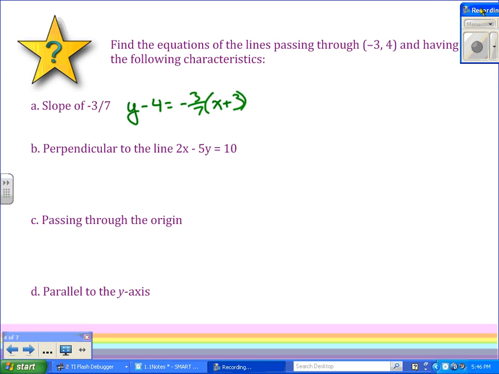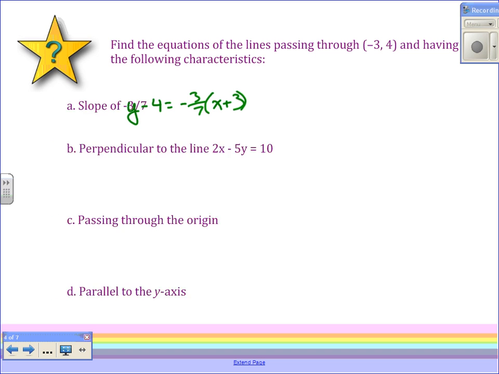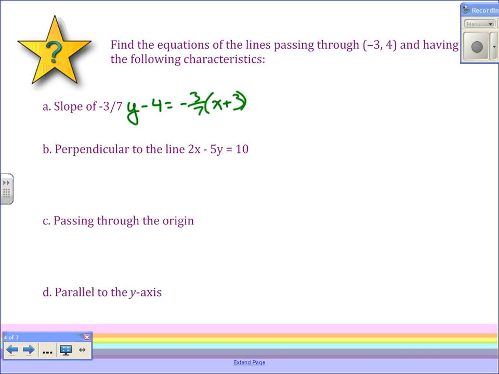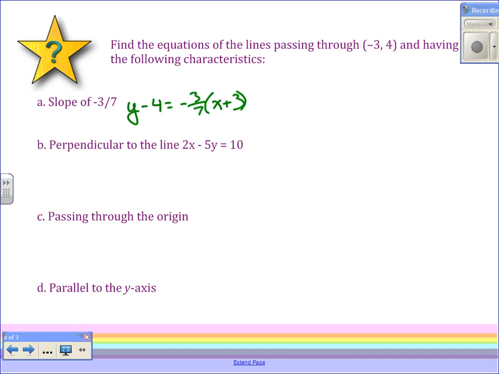Perpendicular to this line, so that means I need to figure out the slope of this line first. So therefore I'm going to add 5y to both sides and subtract 10, and I need to actually put this one in slope-intercept form. Divide everything by 5, and I get 2/5 x minus 2 equals y. So that tells me that the slope of this line is 2/5. So the slope of the line that I want is -5/2.